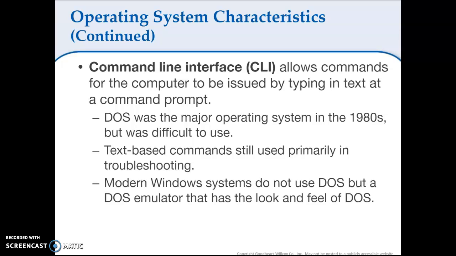Now, CLI, or command line interface, allows commands for the computer to be issued by typing text at a command prompt. So you might get the little prompt window, the black window, which was in operation way back when with some of the first operating systems, which were known as DOS systems, or disk operating systems. These are the major operating systems that were put in computers in the 1980s. Very difficult to use. They're based on text-based commands, and they are still used primarily in troubleshooting with today's PCs. Modern Windows systems do not use DOS, but a DOS emulator that has the look and feel of DOS is available.